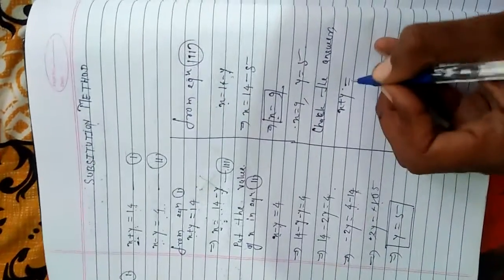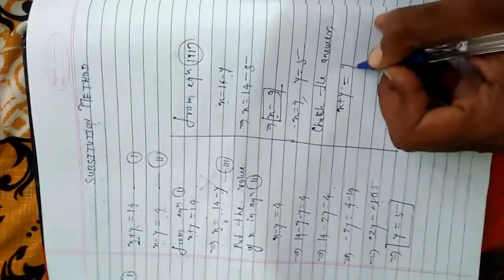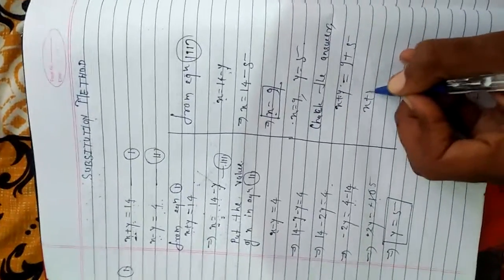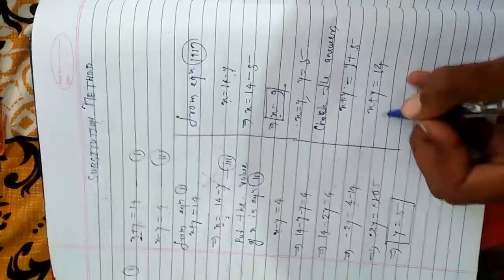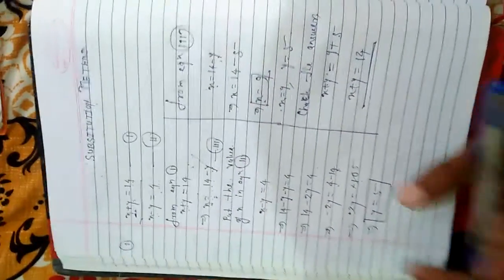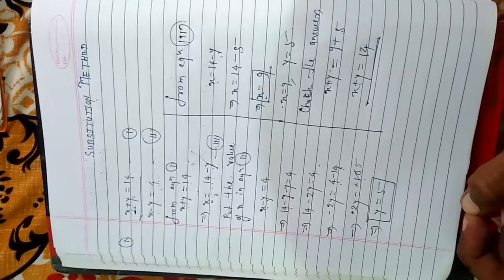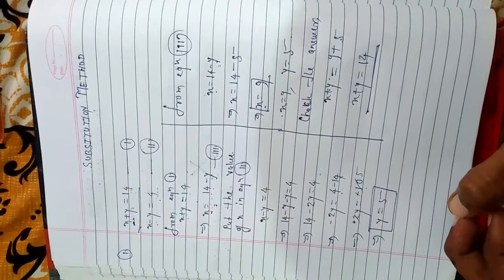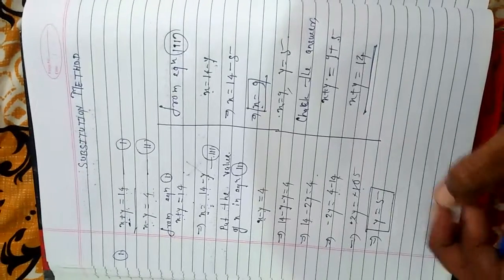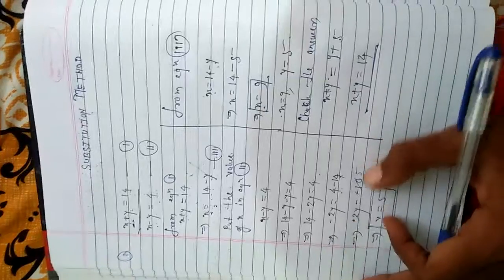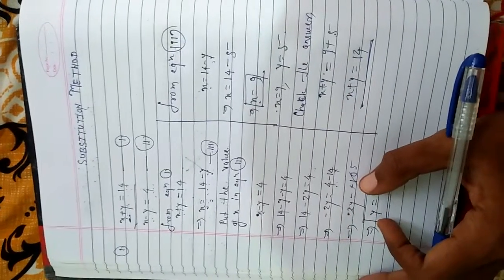So x plus y equals... put the value of x equals 9 and y equals 5. So x plus y equals 9 plus 5, 14. You can check here, so our answer has also been checked. So this is our substitution method. So you can solve this way. Now we are going to take another question, so it will be good for you, you can understand more.